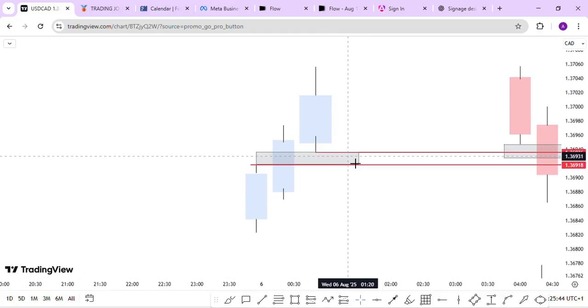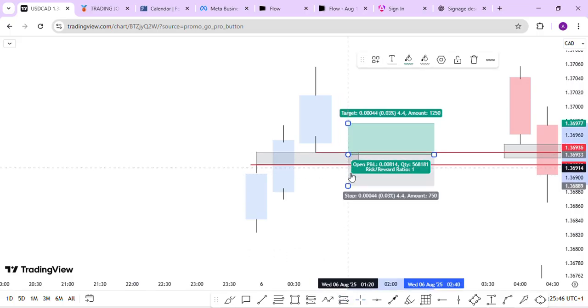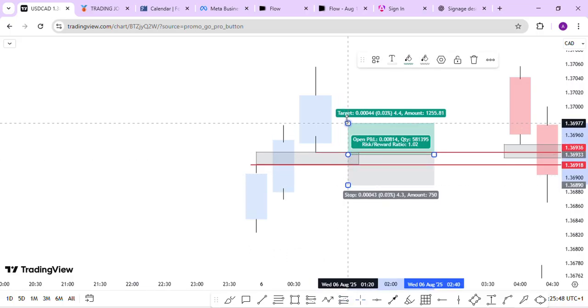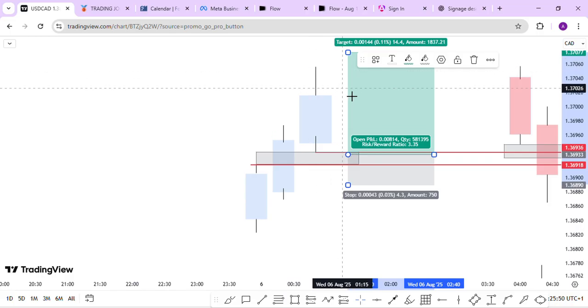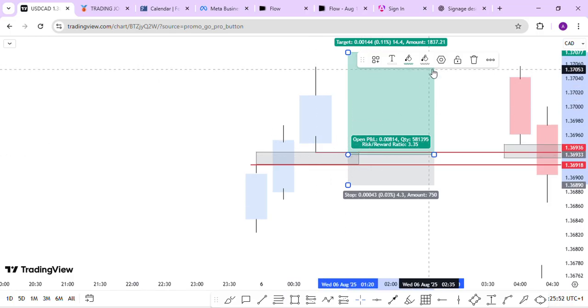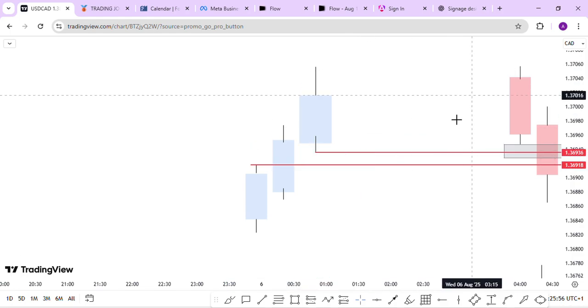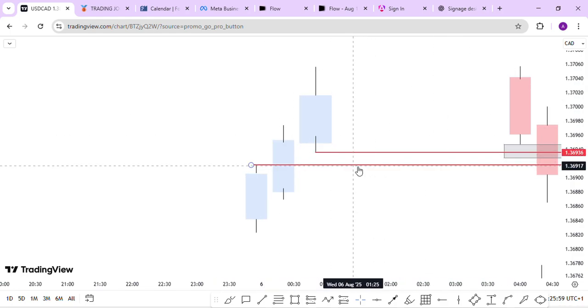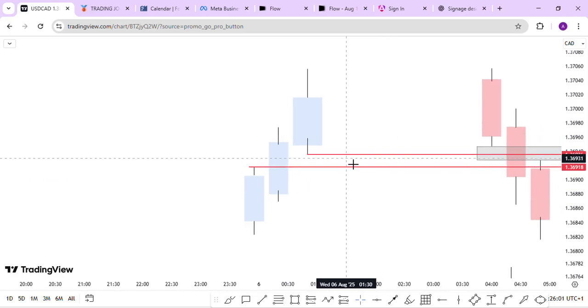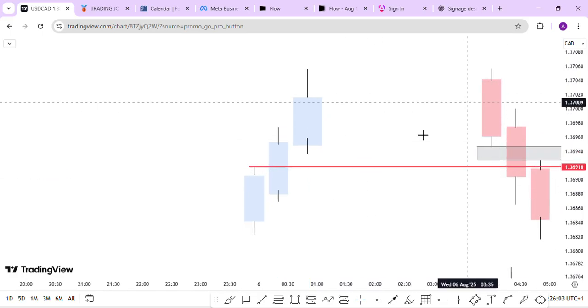Some people actually put their entry like this if they are using fair value gap entry, because they expect the market to come and fill this gap. They believe there are still remaining orders here that are not yet filled. So they expect the market to come and fill the gap. So that's what fair value gap is all about.